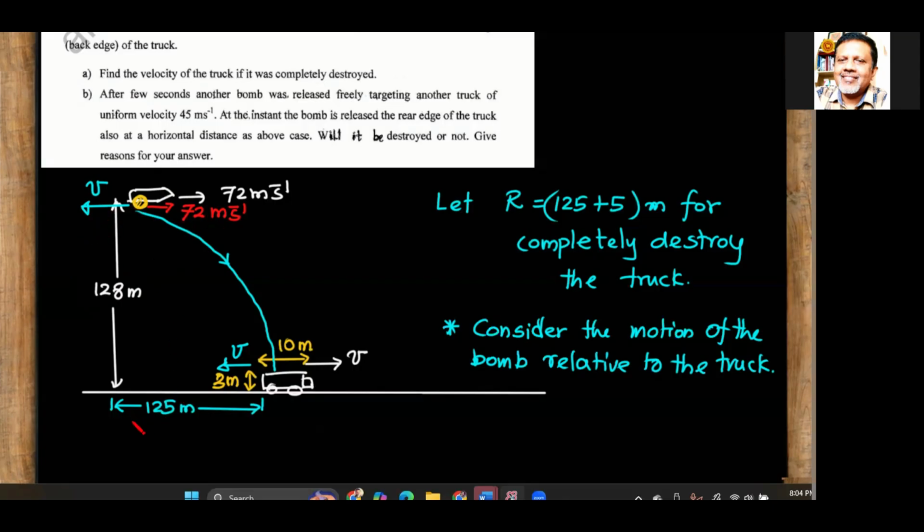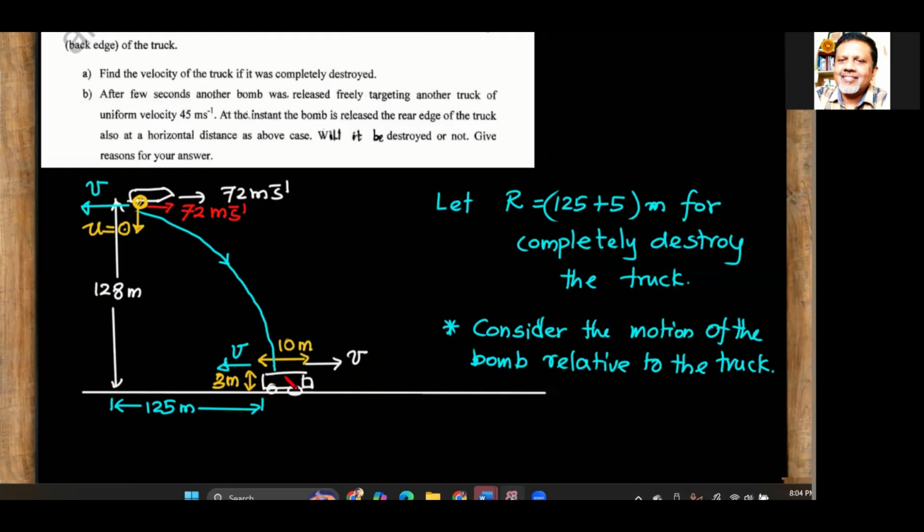And it should move 125 plus 5, that is 130 meters, during its fall under gravity, 128 meters. Because we can see when it is released from the aircraft, it is moving downwards with initial velocity u equals 0. And it has to fall down at least 125 meters, because a 3 meter height is given for the truck.